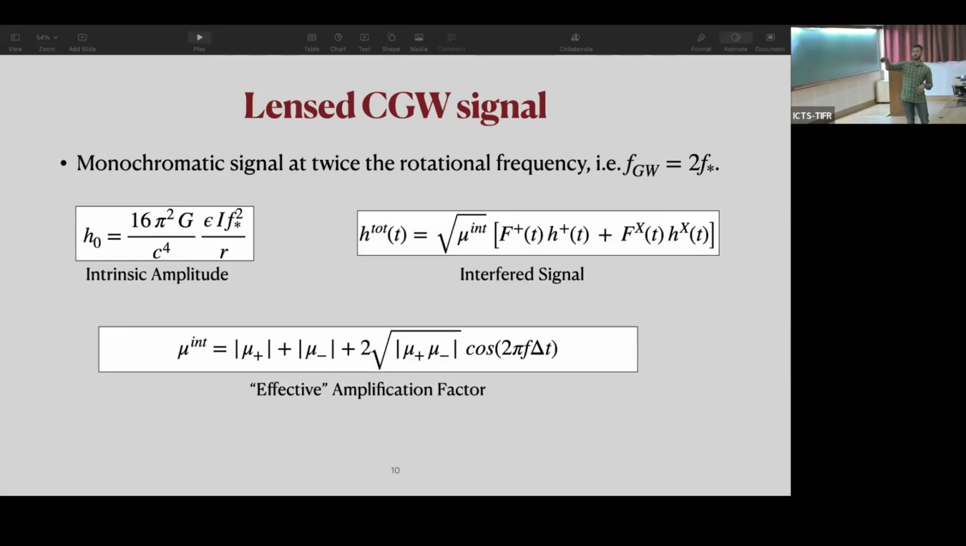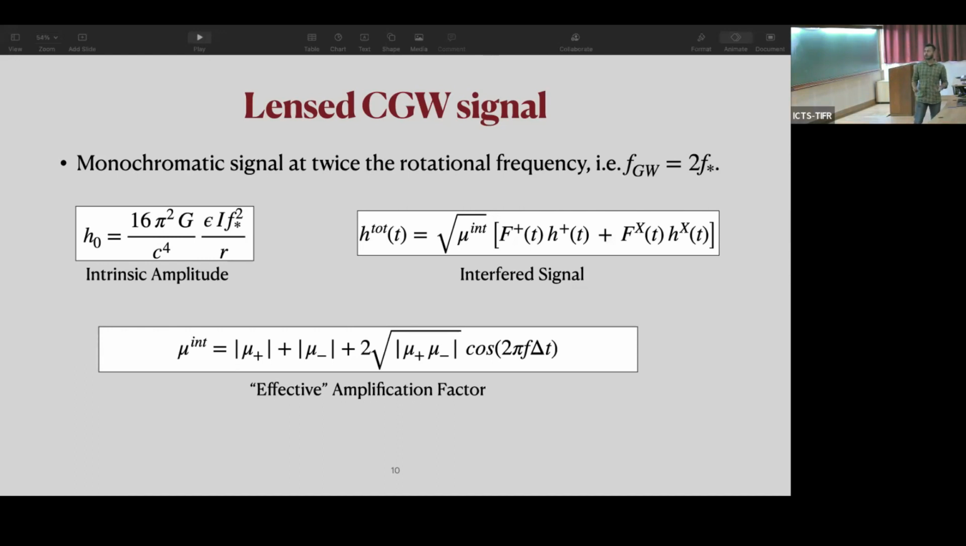This is the intrinsic amplitude. As I told you, it depends on the moment of inertia, ellipticity, and frequency squared. Of everything that is written, what I want you to notice is that there is a mu. When you consider two different images of this continuous wave, there's a mu interference term. It's an additional amplification to the unlensed signal. The one within the bracket would be your unlensed signal, but because of lensing, you have additional amplification.